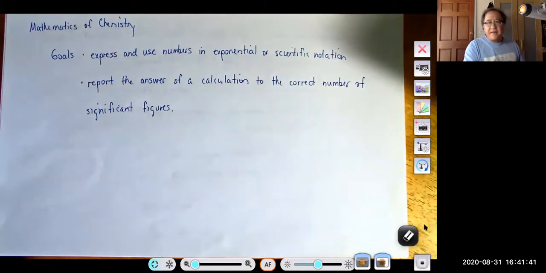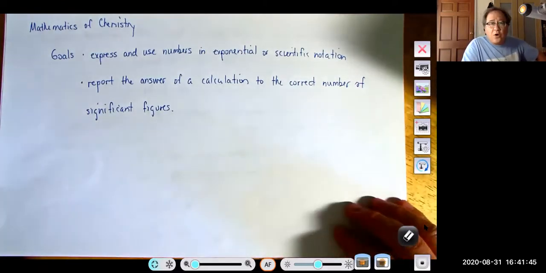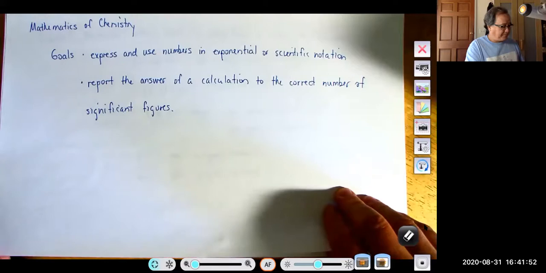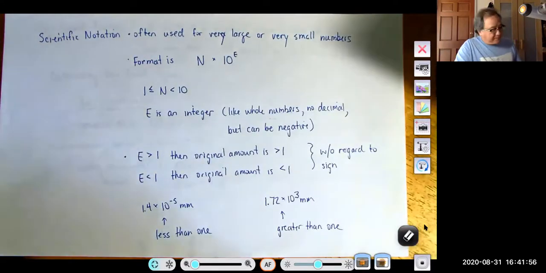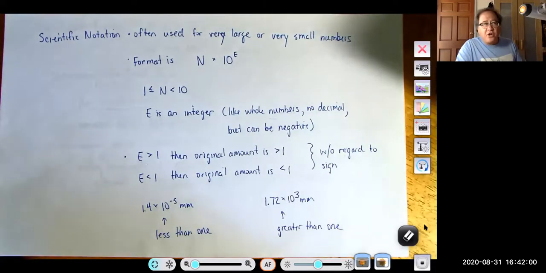Okay, mathematics of chemistry. The goals: express and use numbers in exponential or scientific notation, and report the answer of a calculation to the correct number of significant figures. Let's look at scientific notation first. You usually use this for very, very large numbers or very, very small numbers, or numbers where it's hard to write it with the correct number of significant figures.